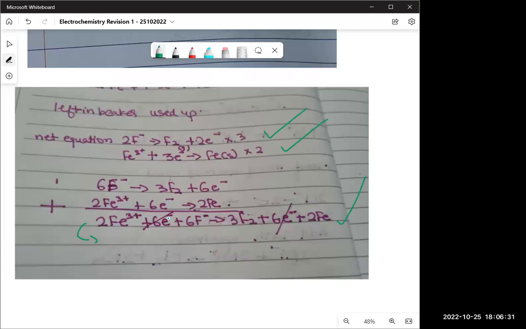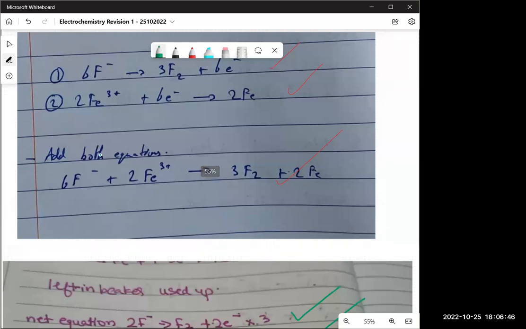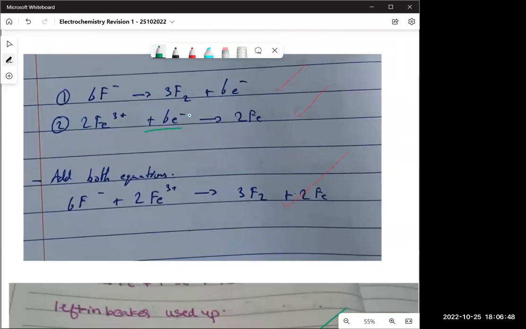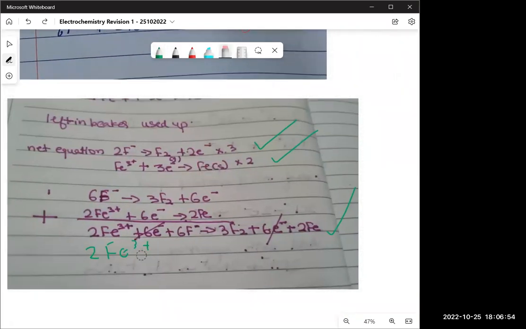You can cut it, but I'll tell you, don't write it in the first place. So just don't write it. In the final answer, you just have to write 2 Fe 3 plus. You don't have to show this at all, you don't have to cut it either. Just remove it in your mind. You don't have to show the cutting process. Does that answer your question?